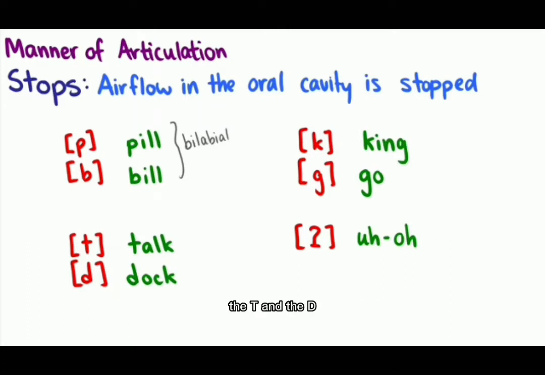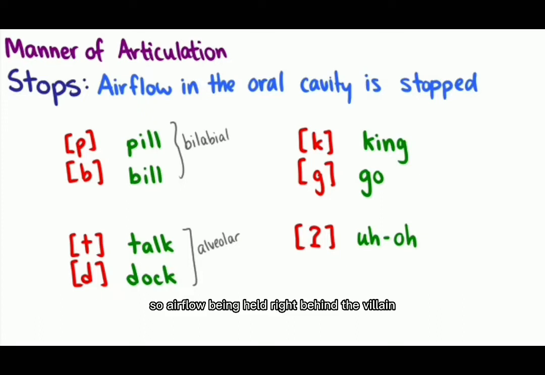Then we make the "t" and "d" sounds with "duck" and "tuck." The T and the D, these are your alveolar sounds. So this airflow is held right behind the alveolar ridge. "Top" and "talk." K and G, as in king and go. These are your velar stops. So airflow is being held right behind the velum, in king, go.